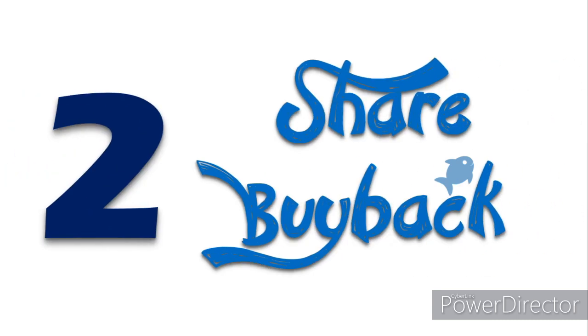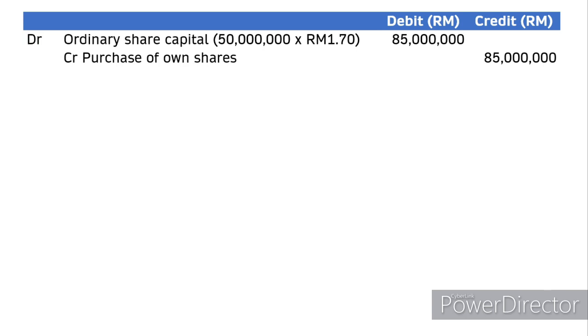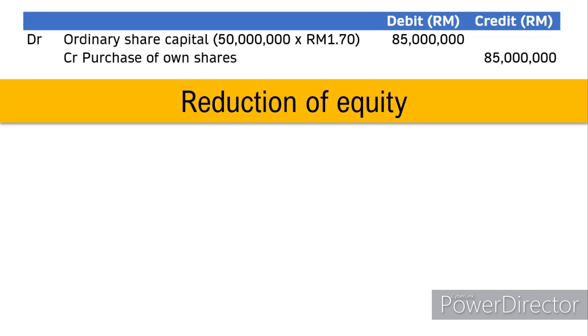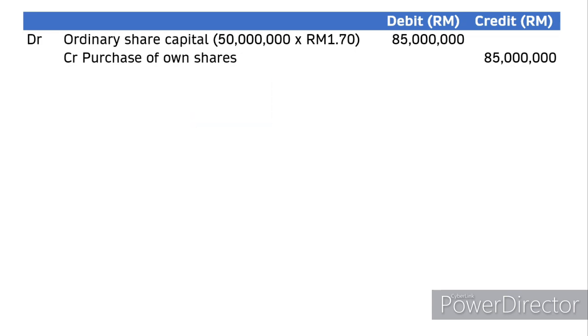Okay, this is part 2. Share buyback. Second requirement of the question. So we need to prepare the journal entry. Debit ordinary share capital, 50 million units were bought back at 1 ringgit and 70 cents. So the value is 85 million. Debit ordinary share capital, credit purchase of own shares. So this is to record the reduction of equity.